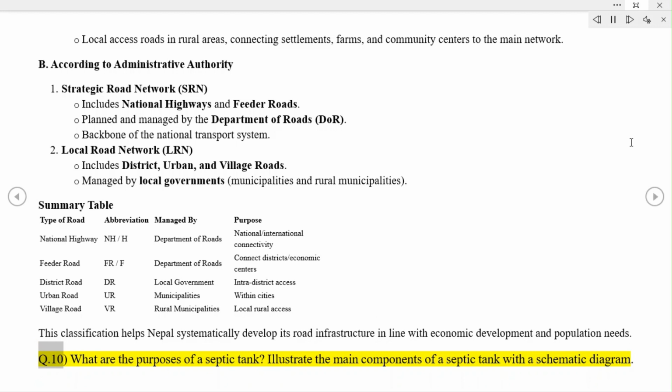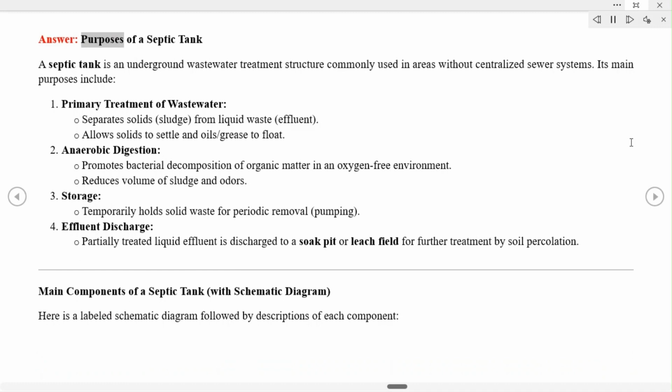10 marks. What are the purposes of a septic tank? Illustrate the main components of a septic tank with a schematic diagram. Answer, purposes of a septic tank. A septic tank is an underground wastewater treatment structure commonly used in areas without centralized sewer systems.